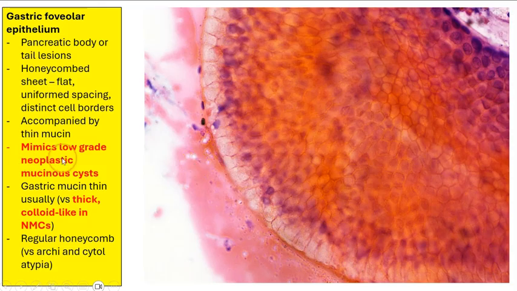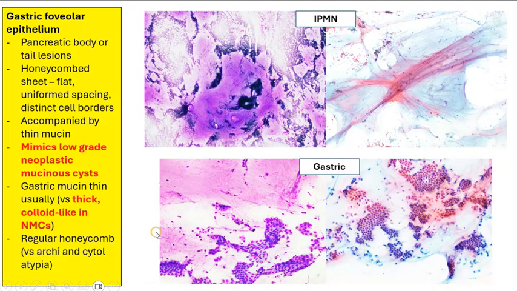One of the pitfalls is that this may actually mimic low-grade neoplastic mucinous cysts such as IPMNs or intraductal papillary mucinous neoplasms or mucinous cystic neoplasms, and it can be quite difficult to tell apart when the lesions are low-grade. One of the differences is that the gastric mucin is usually thinner versus thicker, more opaque, colloid-like mucin in neoplastic mucinous cysts. Also, in neoplastic mucinous cysts, we are less likely to see a very regular, uniform honeycomb arrangement.